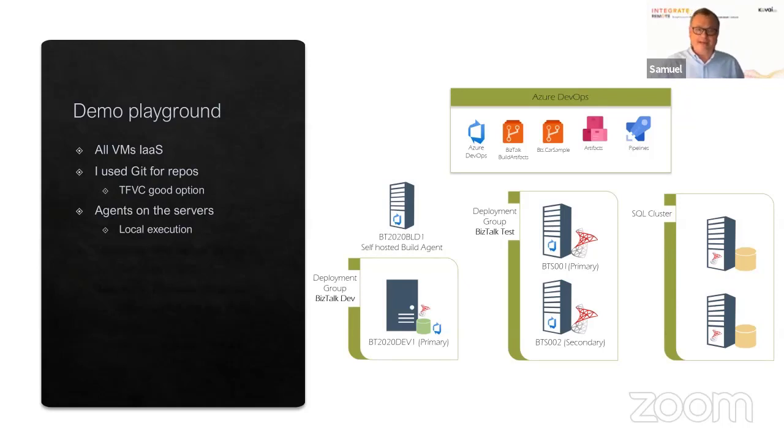I have chosen to install agents on all the servers where I have the Azure DevOps mark here. I prefer to have local execution. That makes testing and creating the scripts a lot simpler. That's my choice, but it's completely possible to create scripts that do the deployments remotely. If we look at the test environment, where I have multiple servers, I consider BTS1 the primary server and BTS2 the secondary. As we will see later, I will do slightly different things on them.